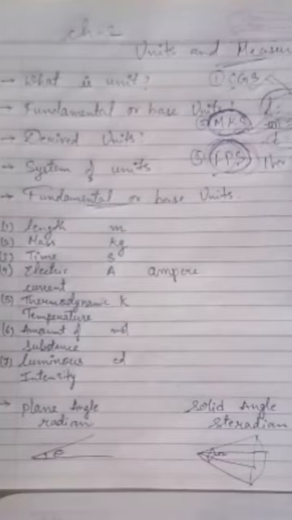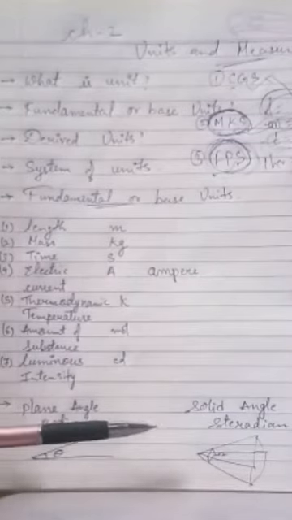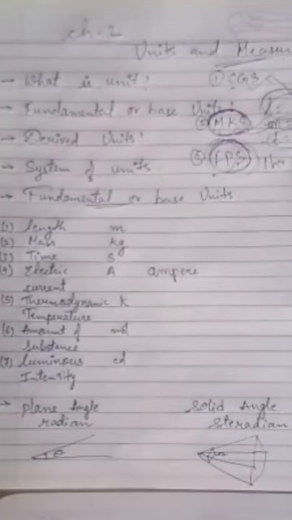You can see there is the angle between four lines, right? So that is the 3D diagram, and for the solid angle its unit is steradian. Clear? So the unit of plane angle is radian and for solid angle it is steradian.